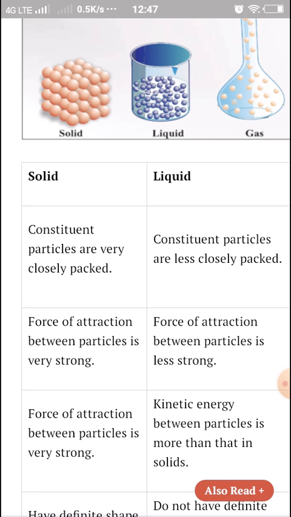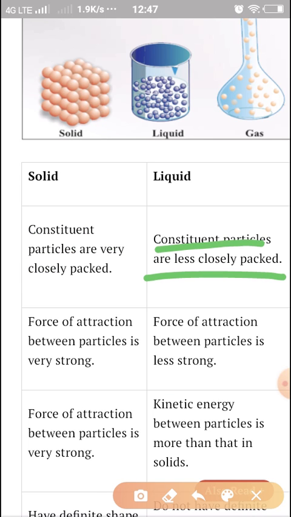And in liquids, constituent particles are less closely packed. Not like they are freely movable, but not much, right? They are less tightly packed. Next, we have the force of attraction between particles is very strong in solids, that's why these are closely packed.